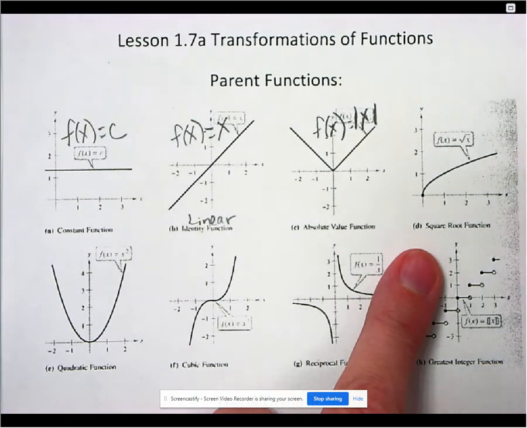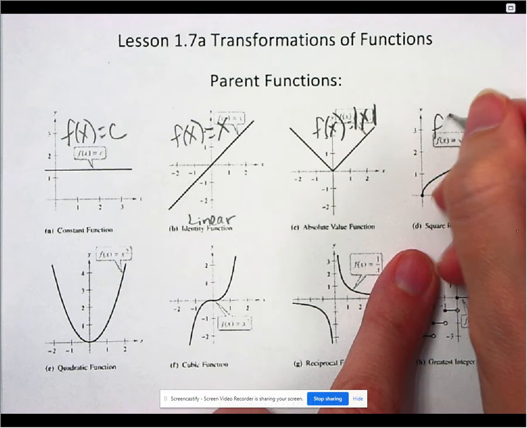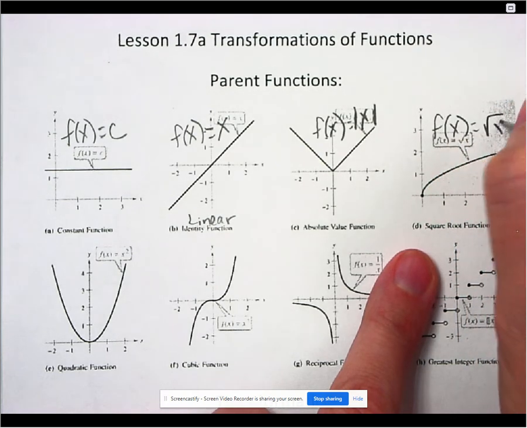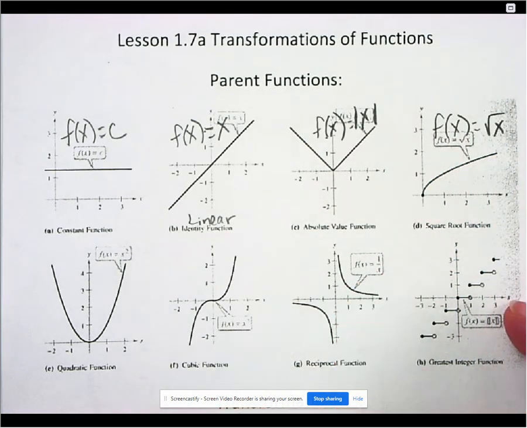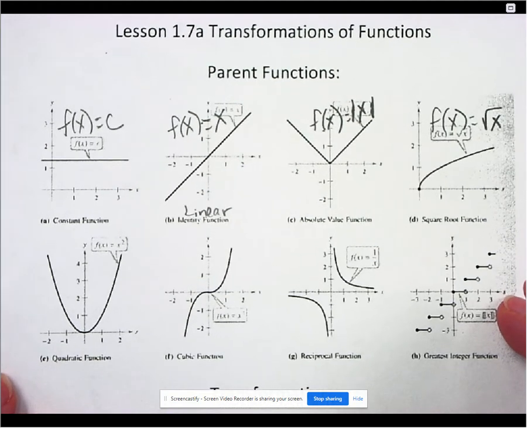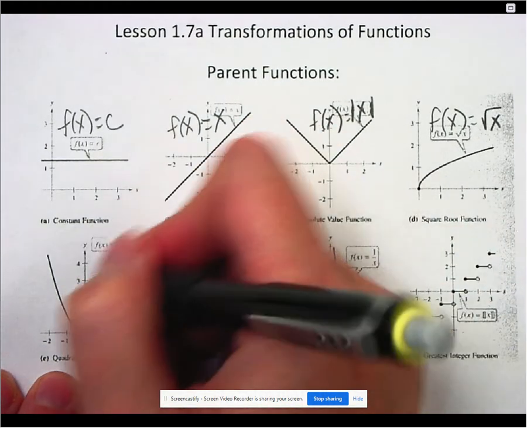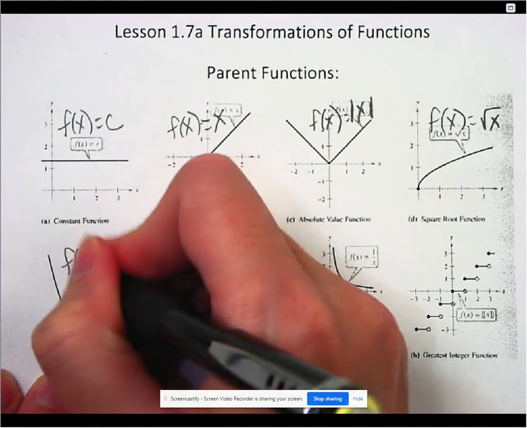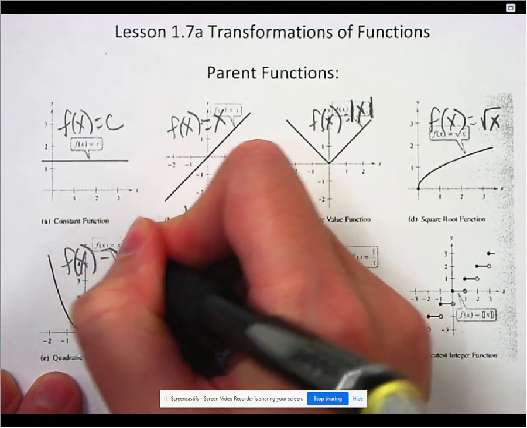And then this is the square root function, and you can see its shape. It's kind of like half of a parabola on its side, but its equation is f of x equals the square root of x. And then we have the quadratic equation. The graph is a parabola. It's f of x equals x squared.